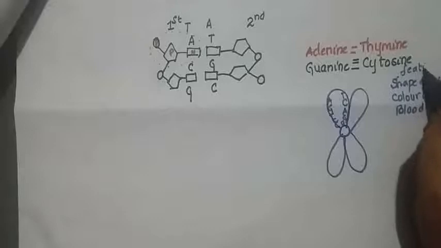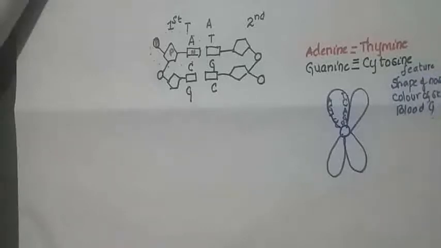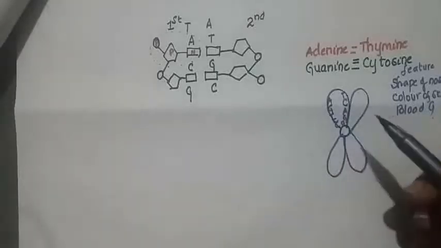It can be any feature. Maybe the thickness of your eyebrows. And there are certain cases where some people can roll their tongue, some cannot. So all these are the features of one particular person. And those features are because of this set of nucleotides.